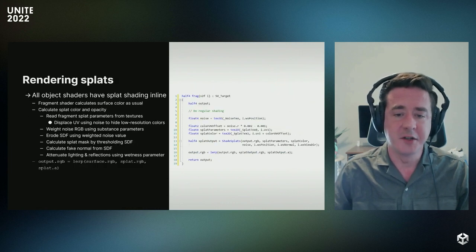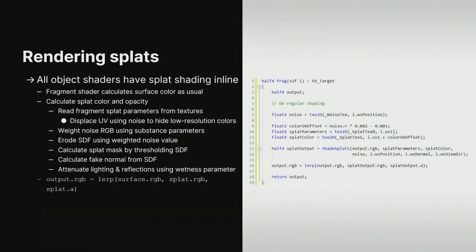So when it comes time to render the splats, all of our object shaders themselves have the splat shading code directly in line. So first of all, we run all of our usual code for calculating the color for that fragment, just for the surface. And then we calculate what the shaded color for any splats that may be at that fragment should be as well.